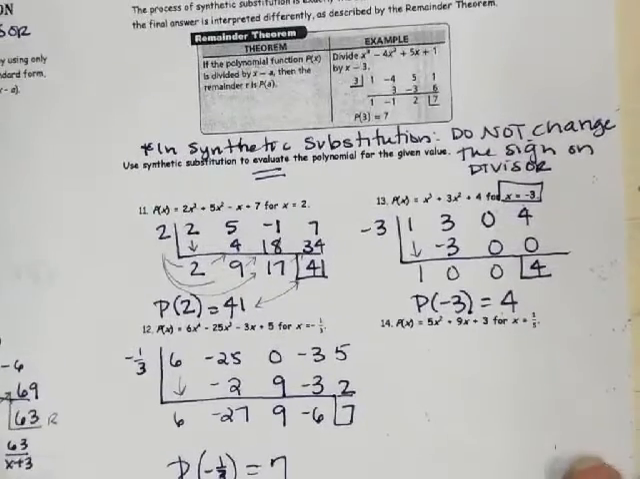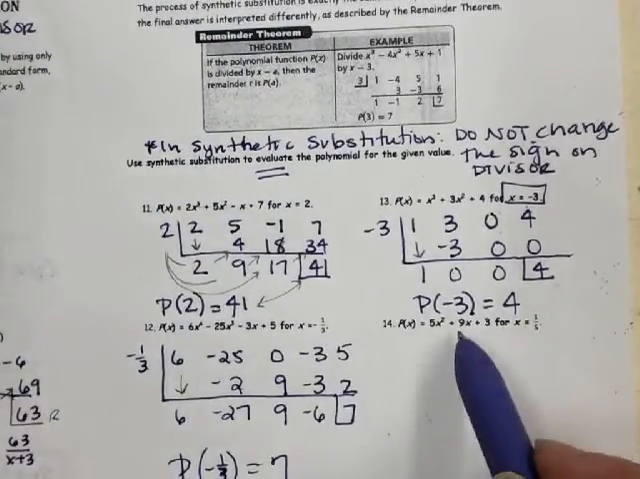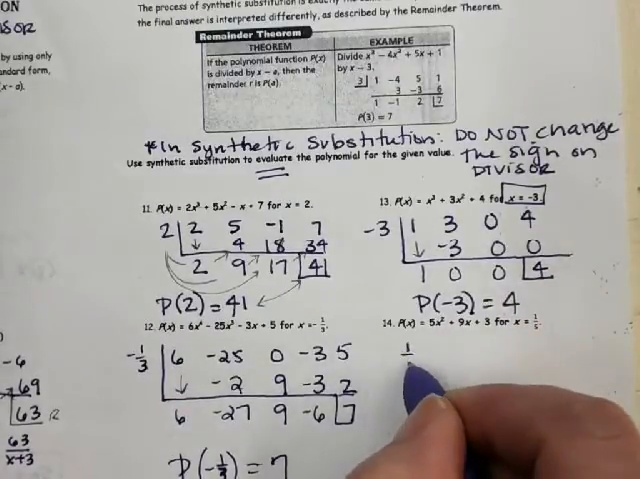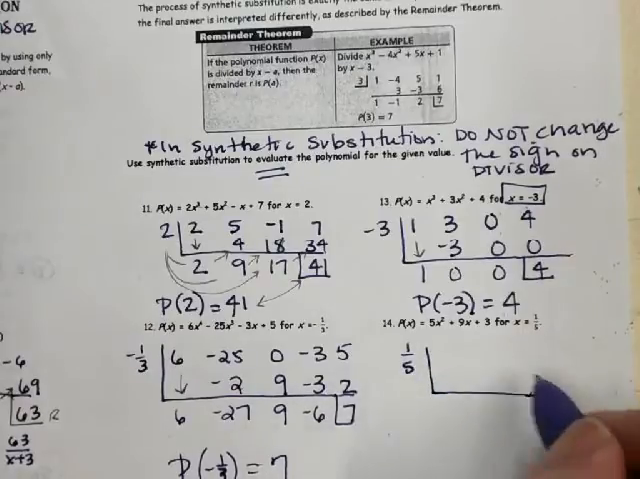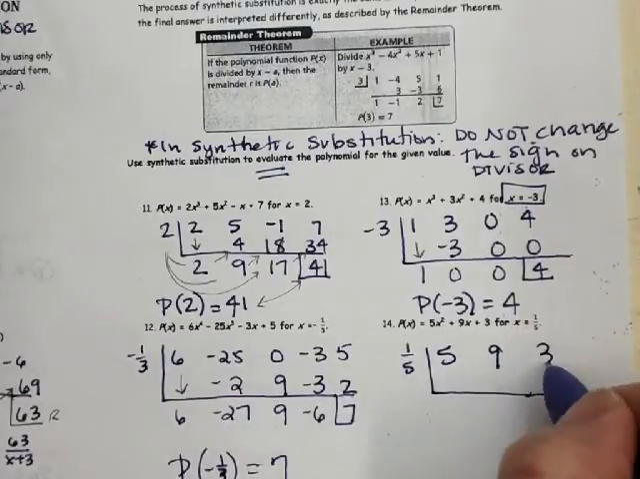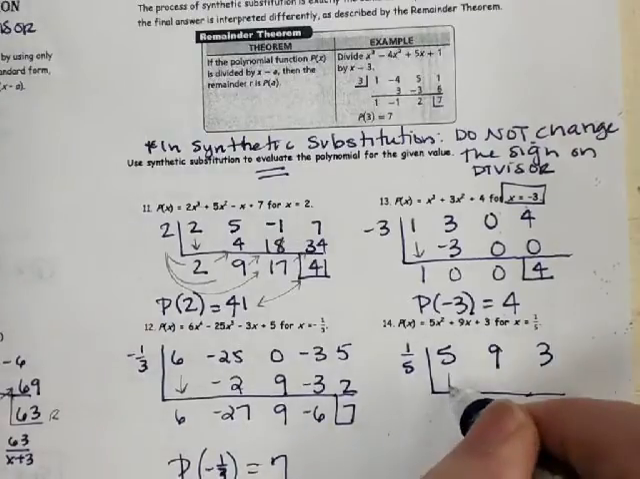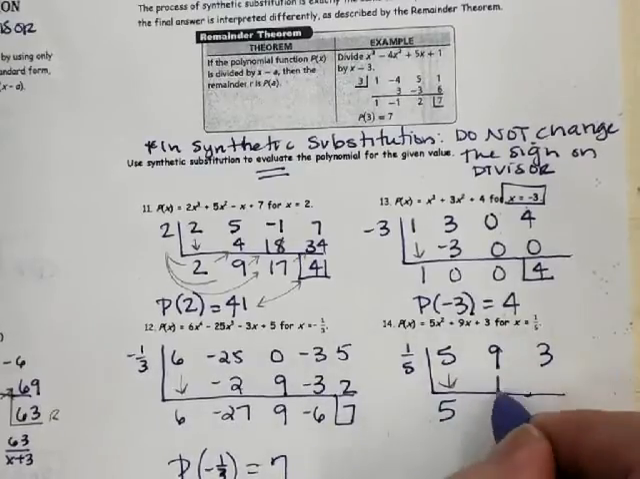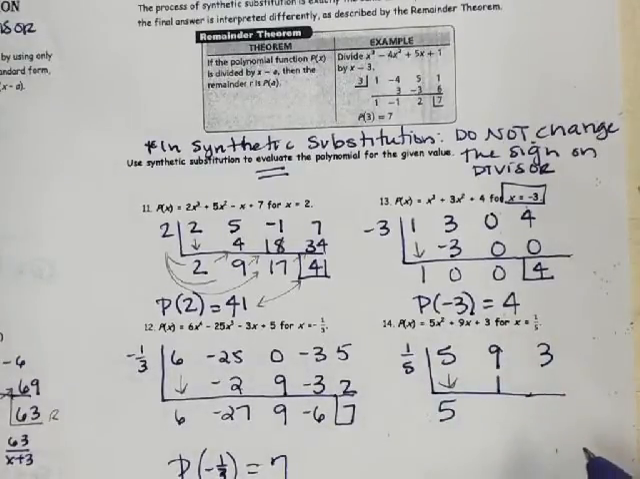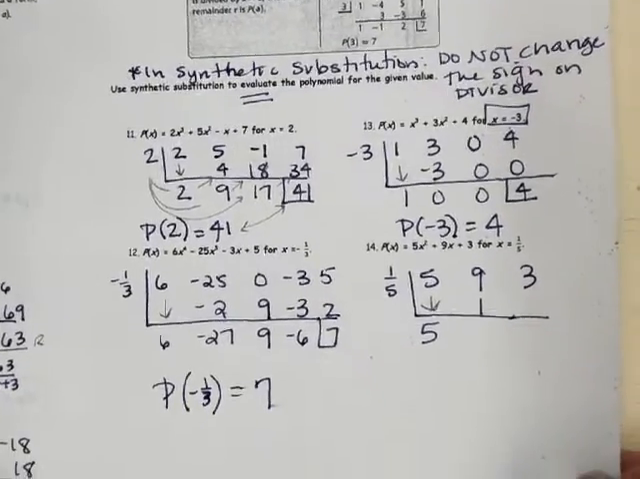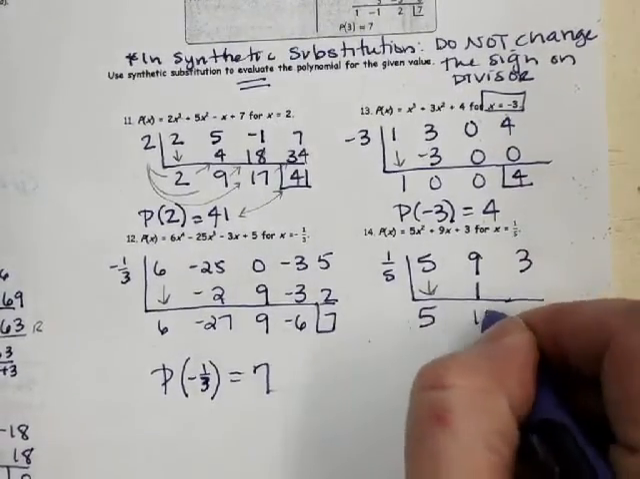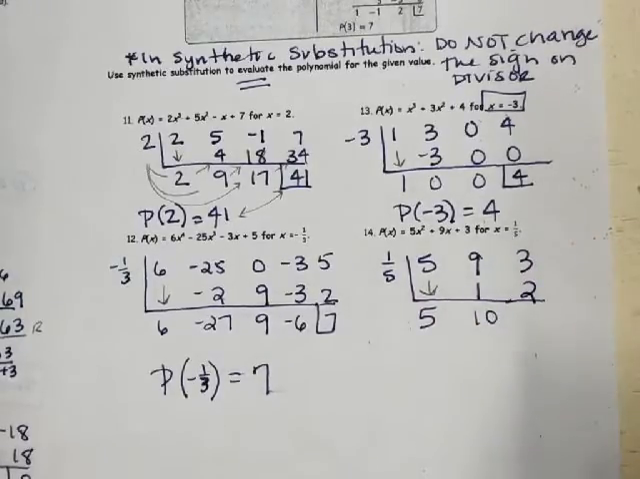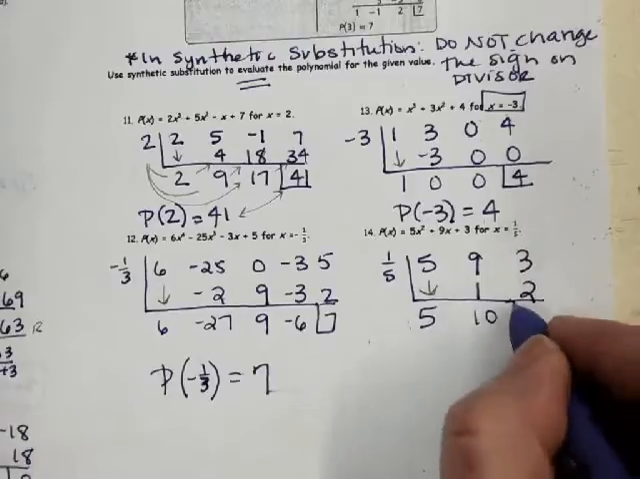So last one. My exponents are 2, 1, and a constant. X is equal to 1/5, so the 1/5 goes on the outside. I have a 5x squared, 9x, and 3. Bring down the 5. 1/5 of 5 is 1. If you don't believe me, use your calculator. 9 plus 1 is 10. 1/5 of 10 is 2. And 3 plus 2 is 5.